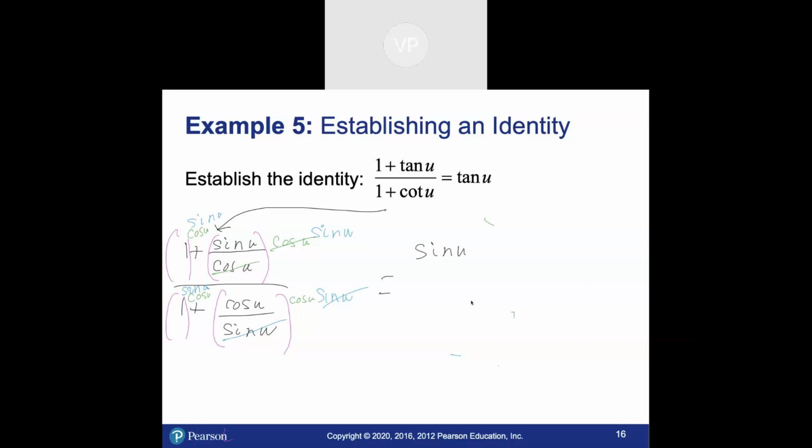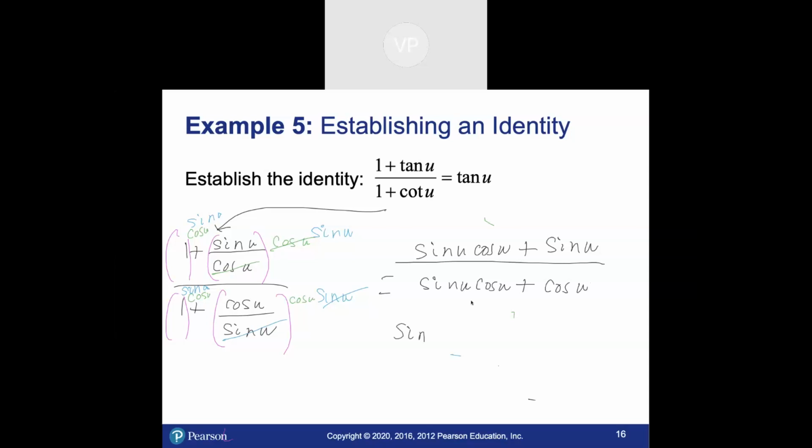I have a sine u cosine u plus a sine u. I have a sine u cosine u plus a cosine u. Okay? Now, it doesn't look like I've got a whole lot going on here, but this is where you have to go. And I don't even know if this is going to work out, but I'm showing you how you can clean things up a little bit.